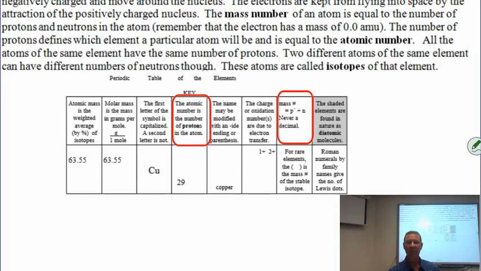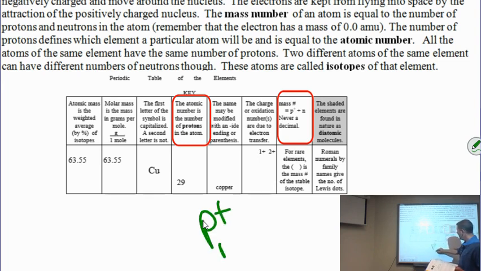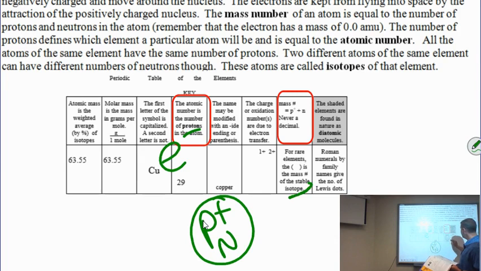The electrons of an atom are negatively charged and move around the nucleus. If you didn't know that, you should highlight that. Electrons are negatively charged and move around the nucleus. The electrons are kept from flying into space by the attraction of the positively charged nucleus. So what we have is protons, which we represent with P's and a plus, and neutrons, which are neutral in charge. Those are in the nucleus. And the electrons are outside the nucleus, and they're attracted to that positive proton.